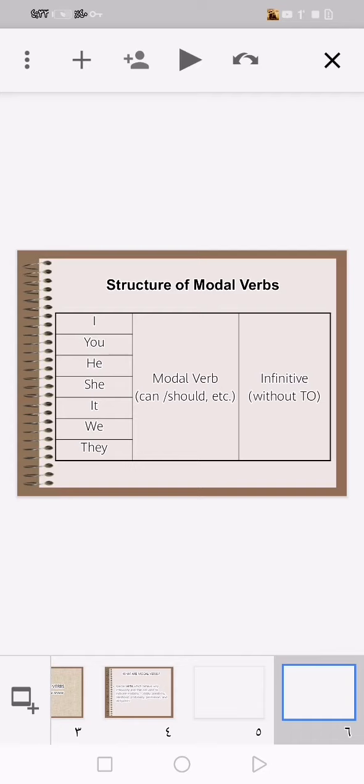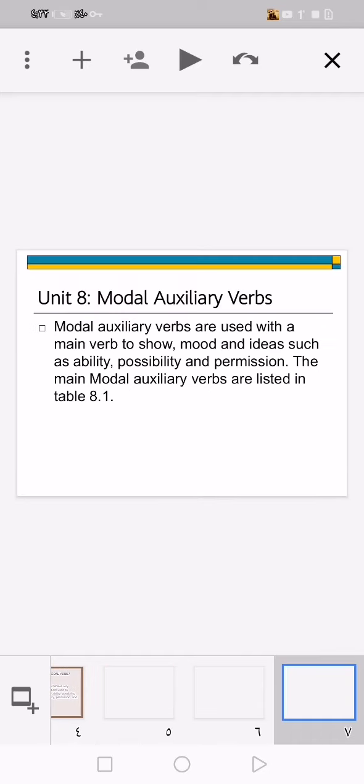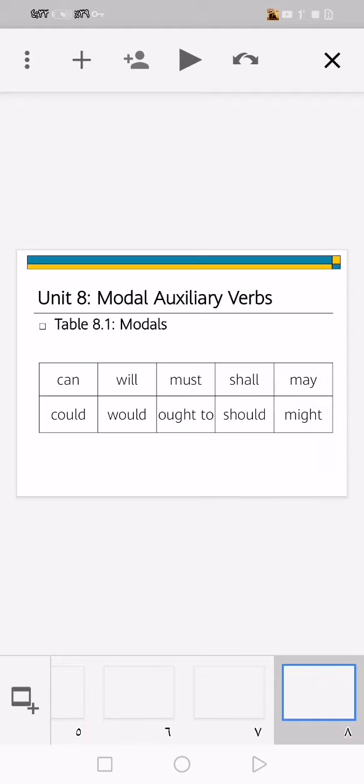Structure of modal verb. I, you, he, she, it, we, they, modal verb, for example, can, should, then infinitive without to. Modal auxiliary verbs are used with a main verb to show mood and ideas such as ability, possibility, and permission. The main modal auxiliary verbs are listed in this table. Table 8.1: present form, past form: can, could; will, would; must; ought to; shall, should; may, might.